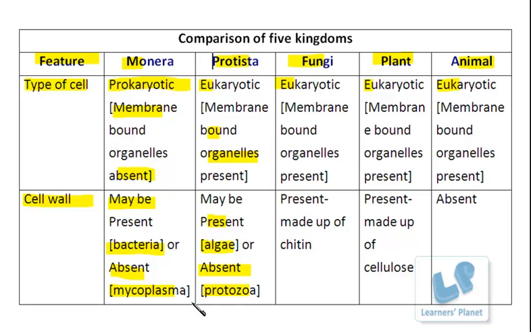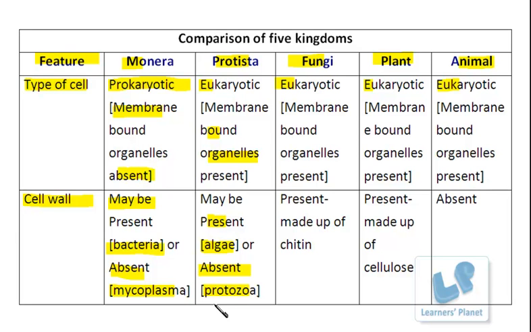Protozoa: proto means primitive, zoa means animal. It is related to animal, right? So this group is actually known as the primitive animal. Why am I saying this? Because this group is the unicellular eukaryotic organism which is heterotrophic in its mode of nutrition.